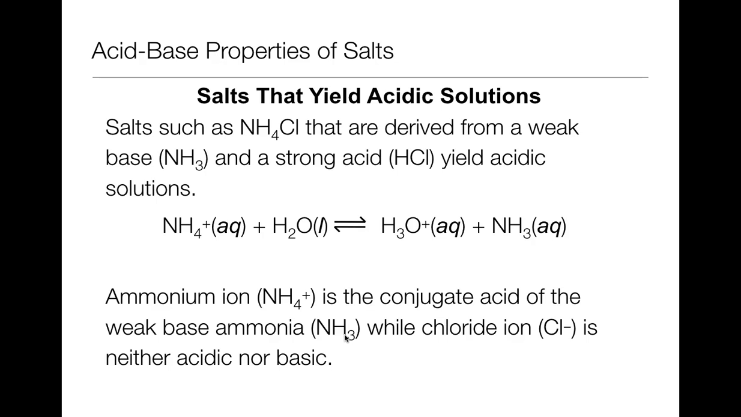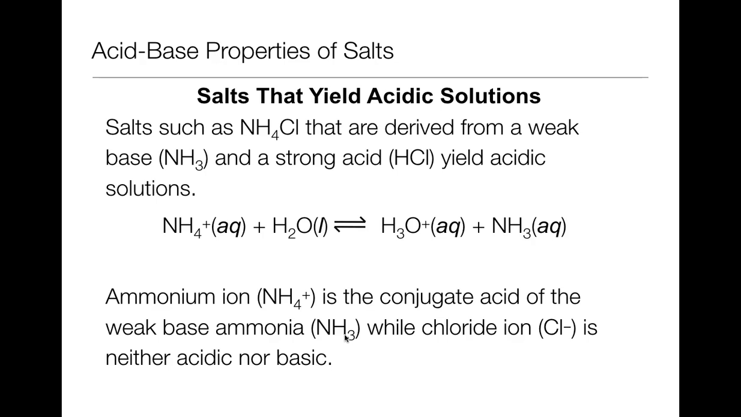Salts such as ammonium chloride are derived from a weak base, so there's your NH3, and a strong acid, HCl. If we visualize that chemical reaction, there's our ammonium plus water to make hydronium plus ammonia. The ammonium cation is the conjugate acid of the weak base ammonia, while chloride, Cl-, is neither acidic nor basic. So we take that into consideration.